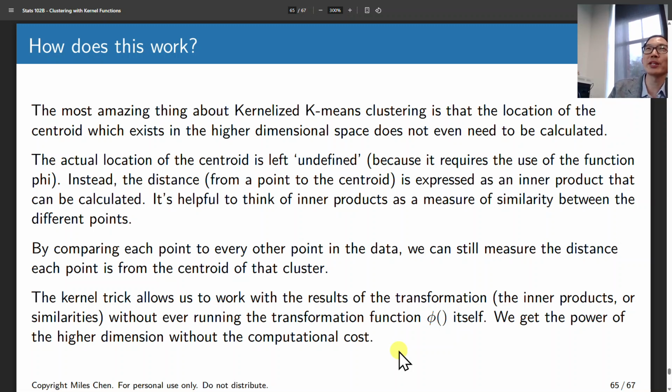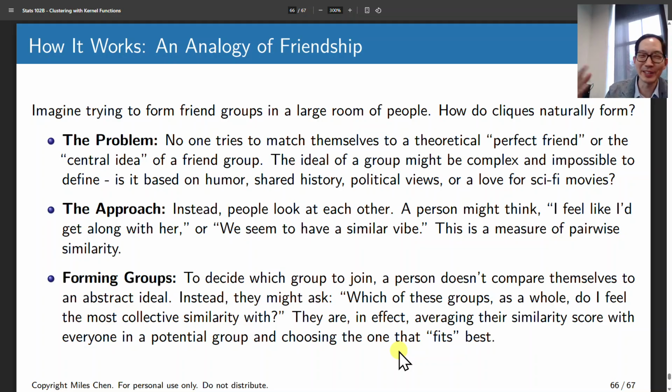I was wrestling with how to relate this to something, so I have this analogy, and it's not a perfect analogy. Imagine trying to form friend groups. In high school, I feel like every movie with high school students has these cliques, right? You have the band kids, and you have the athletes, and I'm thinking of Mean Girls, and they have the plastics and stuff. And how does this thing form?